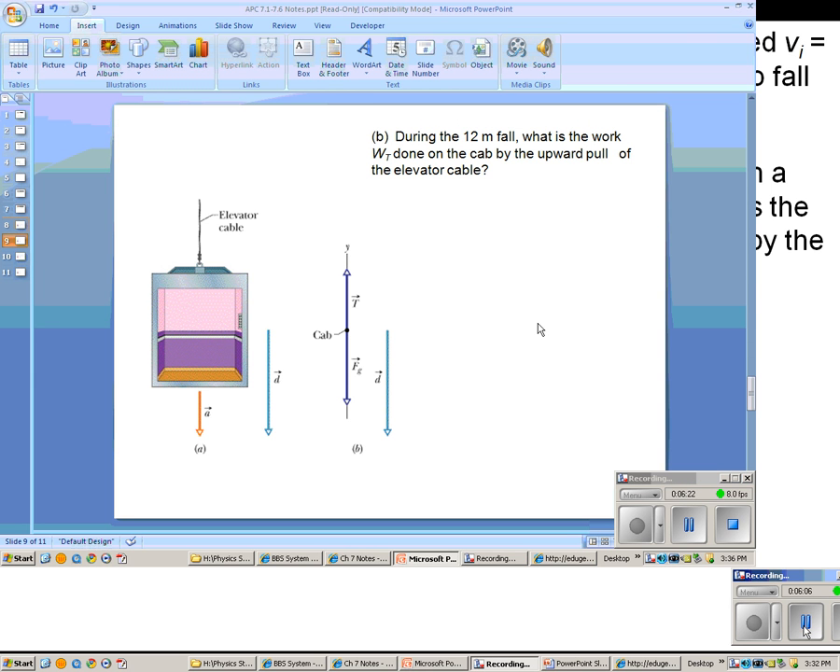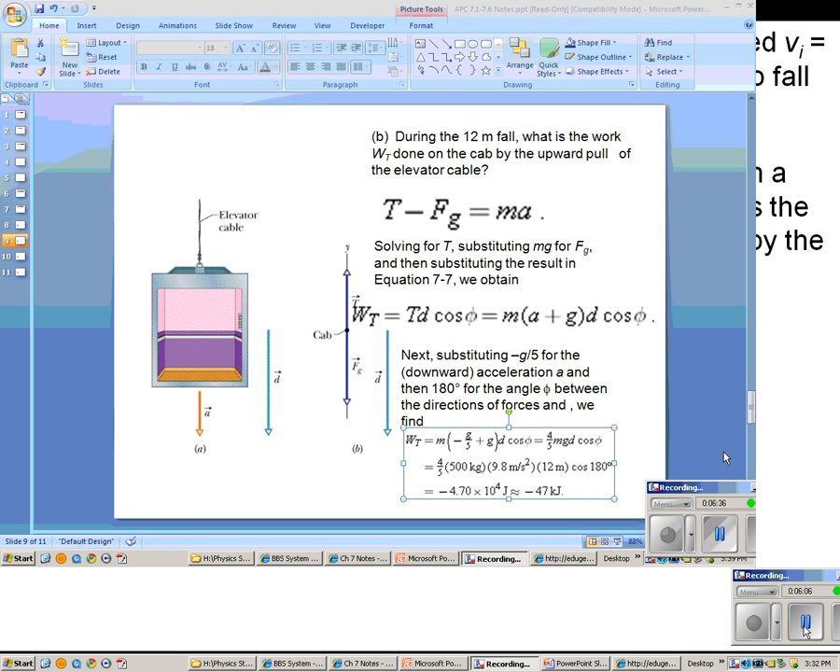During the 12-meter fall, what is the work done on the cab by the upwards pull of the elevator cable? In other words, what's the work done by the tension force? So pause the video and solve this now, please. So we have this solution here. We end up with negative 47 kilojoules. And if you follow this process through, you too hopefully will end up with negative 47 kilojoules. Pause the video and you can work your way through it.